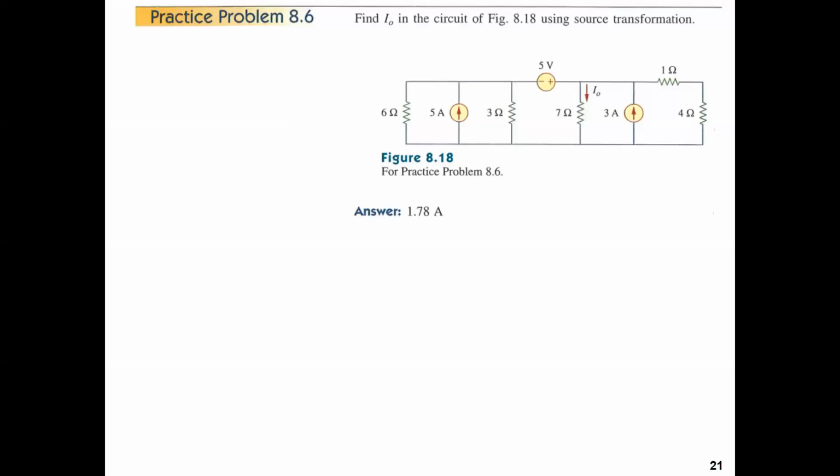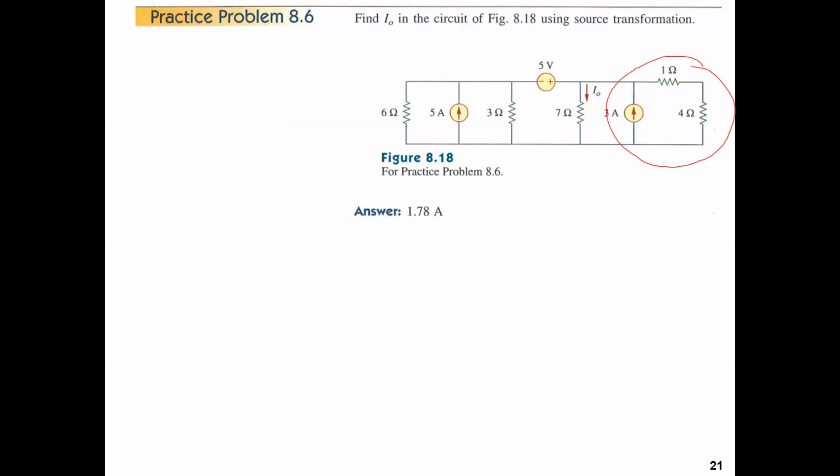Hello, everybody. Again, this is a continuation on Chapter 8. Let's go over the practice problem 8.6. We need to find the current I0 through the 7 ohm resistor using the source transformation. Now, again, so this is a current source.